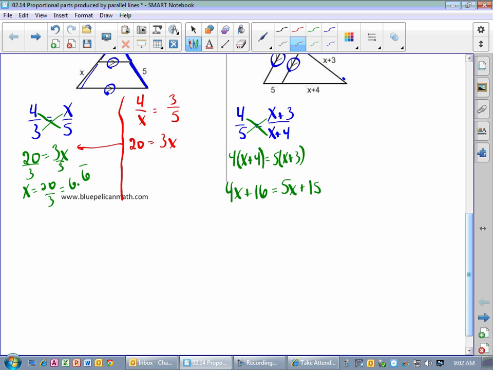So I'm going to subtract 4x on both sides, since this is bigger than this and I want to keep my x positive. And then I'm going to subtract 15 on both sides. Notice the 4x and the 4x subtract out. 16 minus 15 is 1. 5x minus 4x is x, and 15 minus 15 is 0. So 1 equals x, or x equals 1.